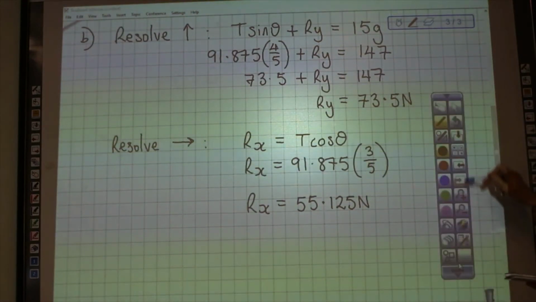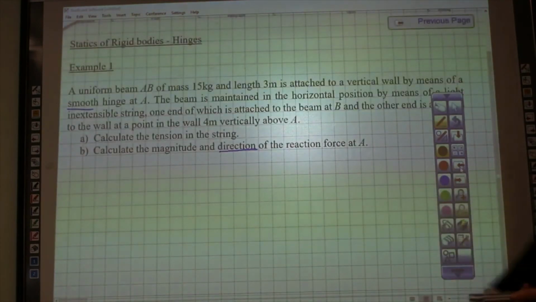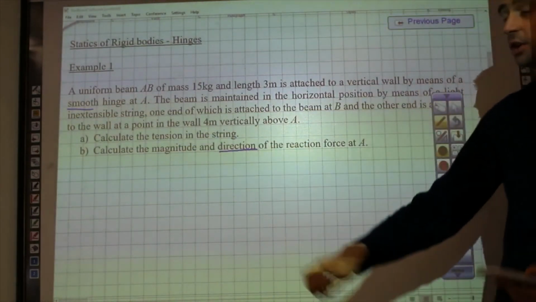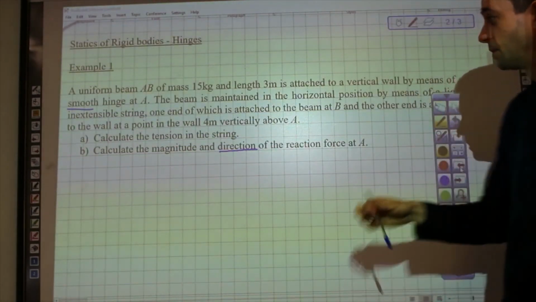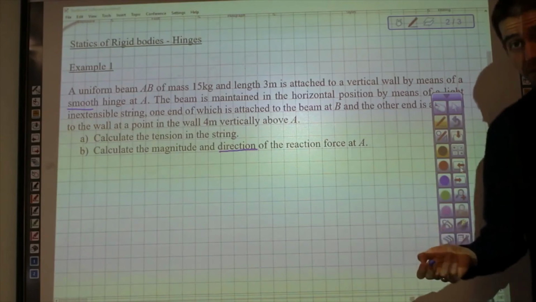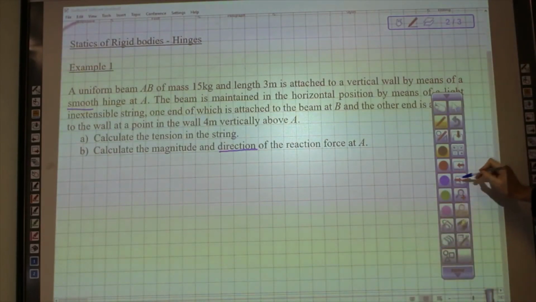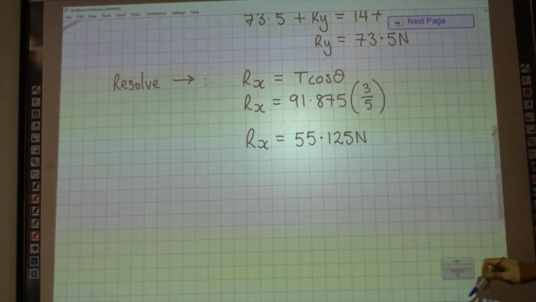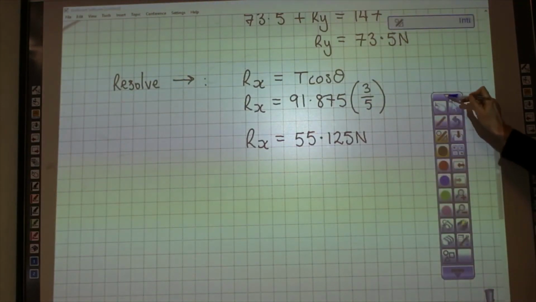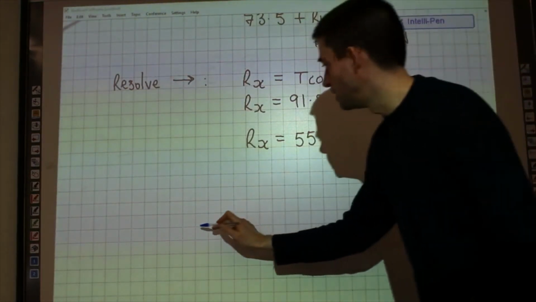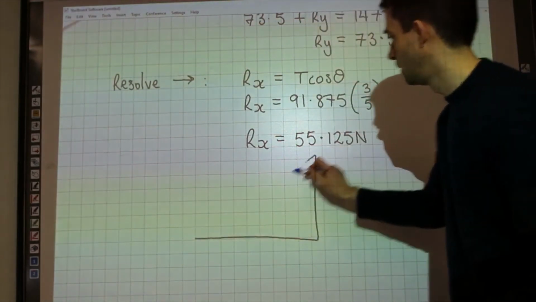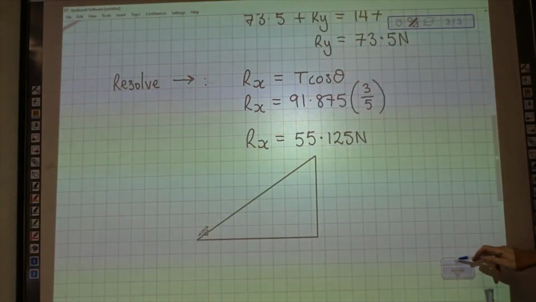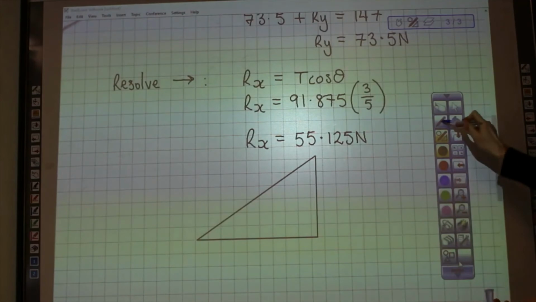However, let's look at the question. It's asking for the magnitude and direction. I don't have that yet. I have the horizontal component and I have the vertical component. So what I now need to do is I need to say, okay, the horizontal component is 55.125 and the vertical component is 73.5. So I need to draw a triangle, I need to crack out the Pythagoras here.